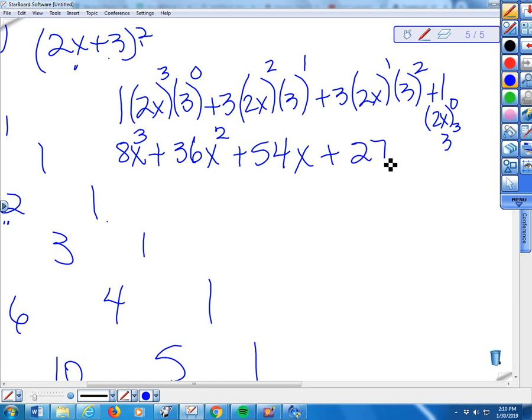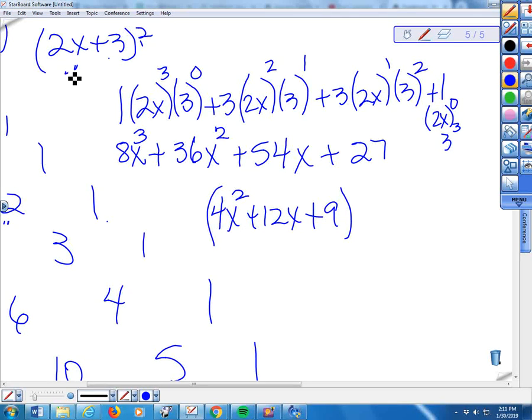So what about that one that we got at the beginning, like 3 to the 0? That's 1. 1 times 2x cubed times 1 is 8x cubed. I think it was 1, but I was thinking about 9. Okay, so let's just check it. We know we start with 4x squared plus 12x plus 9. This is 2x plus 3 squared, right?